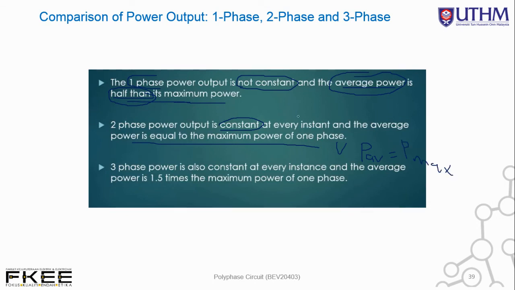All right. So what about the three phase? It is constant at every instant, and the average power is actually 1.5 times the maximum power. So this is the advantage of the three-phase system. We have the average power, which is 1.5 times the maximum power. All right, so it is a more reliable system when it comes to power.